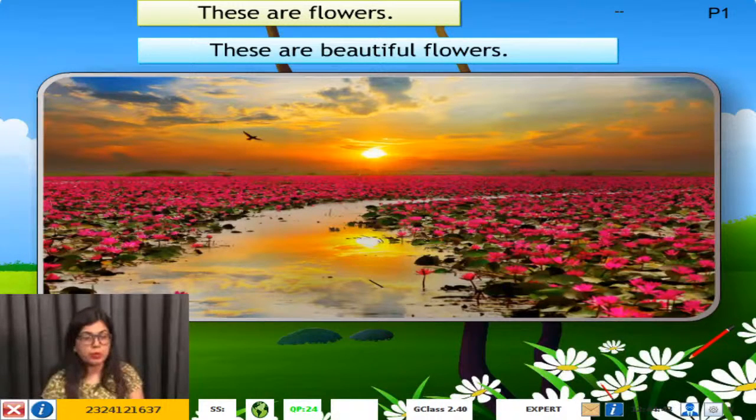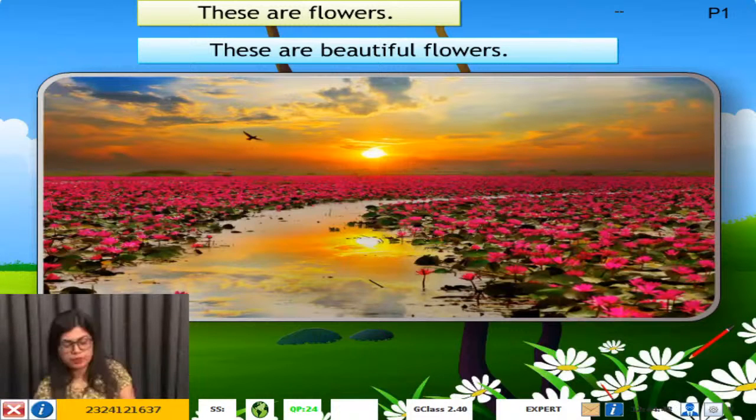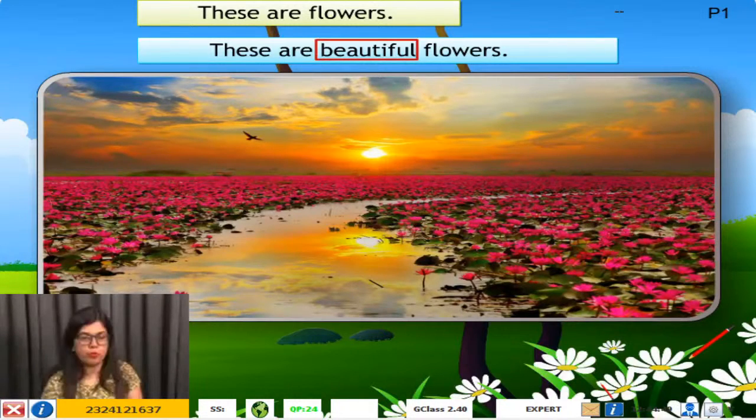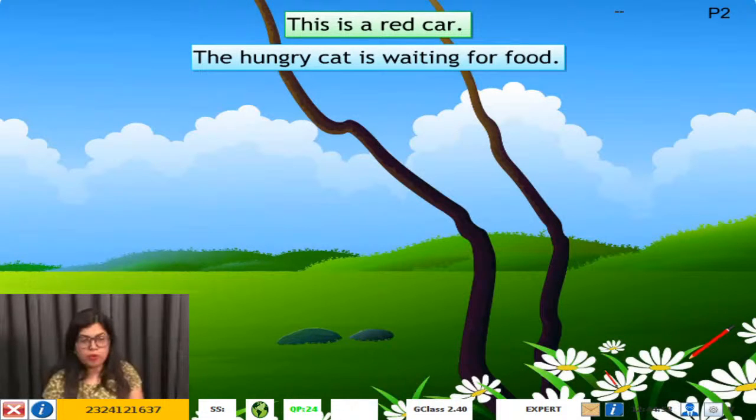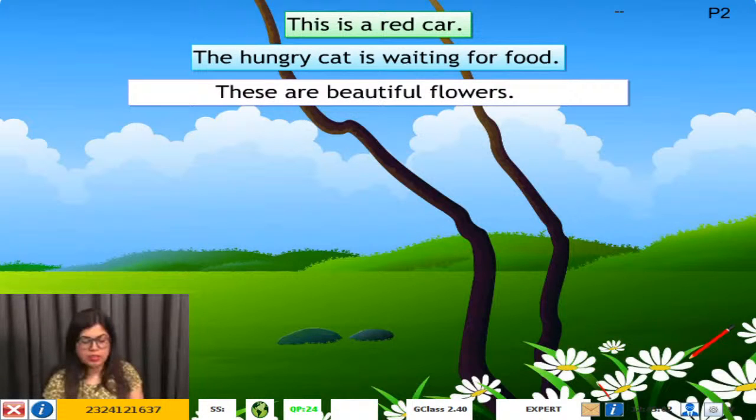These are beautiful flowers. Yes, so here also there is an extra word that is beautiful. Beautiful flowers. So this is a red car. Car, red. The hungry cat is waiting for food. Cat, hungry. These are beautiful flowers. Flowers, beautiful.